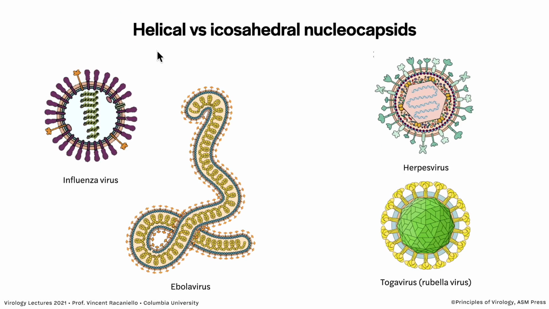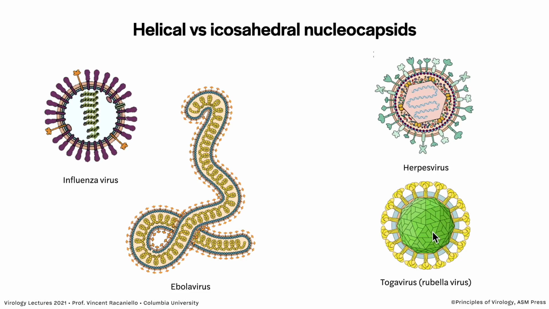So here we have a summary of helical versus icosahedral nucleocapsids. Again, influenza virus, Ebola virus, they're enveloped. Within it is the RNA protein complex arranged in a helical structure. And that is called the nucleocapsid, RNA protein. Ebola, it's one RNA, very long, but they're both structured similarly, RNA protein complexes.